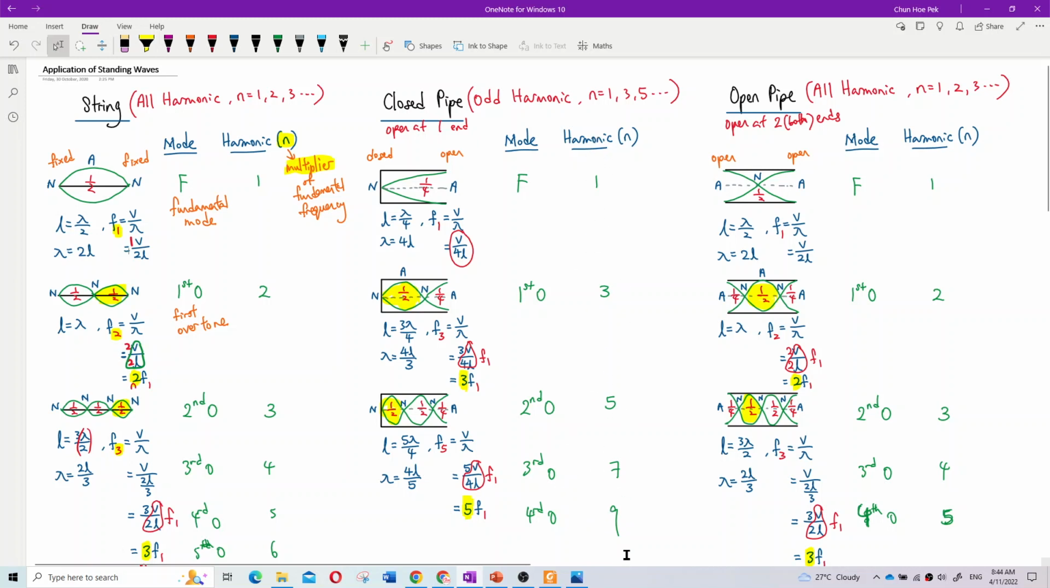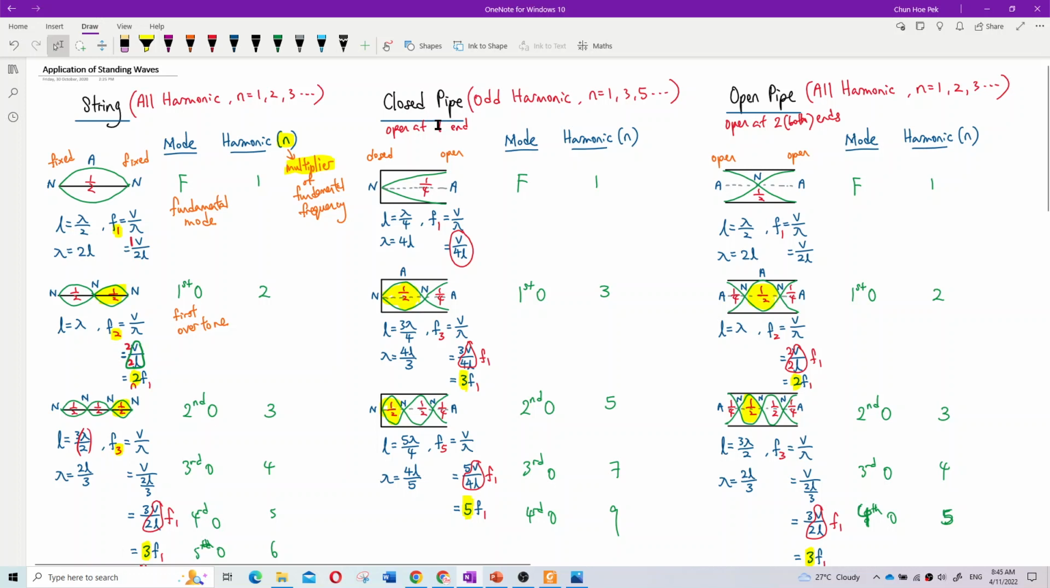Is this an odd or even number? Odd number. So we call this odd harmonic. This one is all harmonic because it has all multiples of the fundamental frequency. That means it has 2 times the frequency, 3 times the frequency. But this one, no, this one is 3 times, 5 times, 7 times, 9 times the frequency.